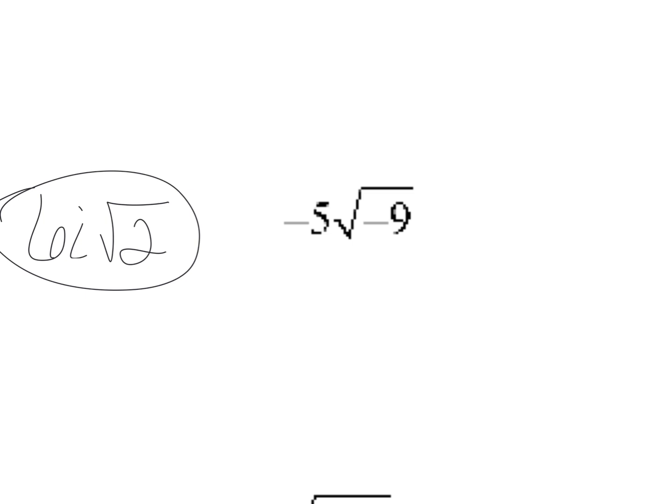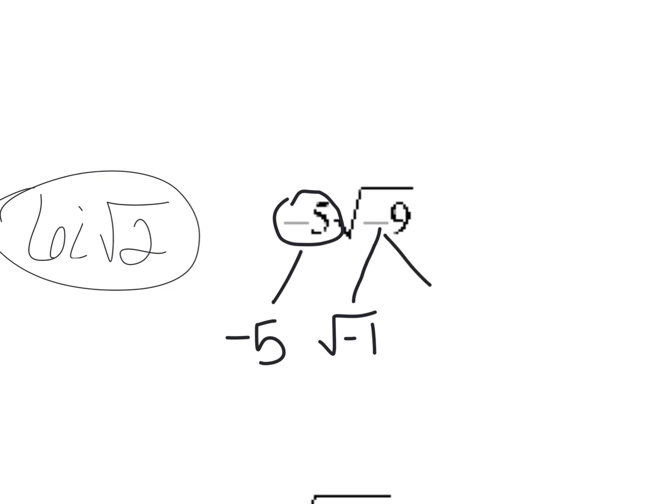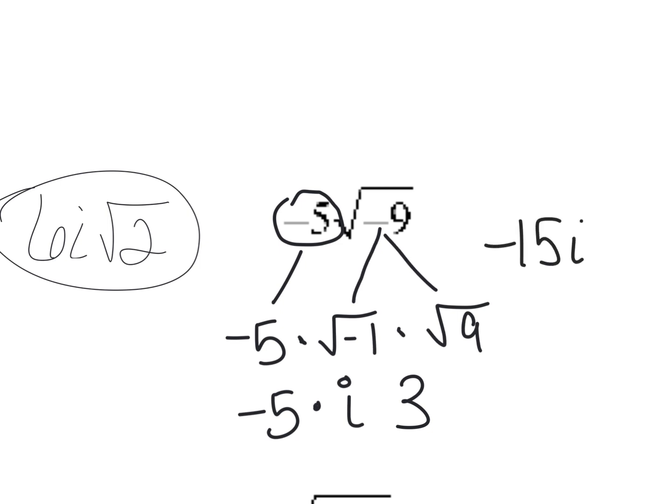Okay, let's look at this next one. We have a negative 5 out here. A negative 5 is not under the radical. A negative 5 is just a negative 5. Okay? The square root of 9. That negative is the square root of negative 1, and 9 is going to be the square root of 9. Okay? Again, when we break it apart, it just means that those three things are being multiplied together. And we have negative 5, doesn't do anything. The square root of negative 1 we said was i, and the square root of 9 is 3. And negative 5 times 3 is negative 15 times i.